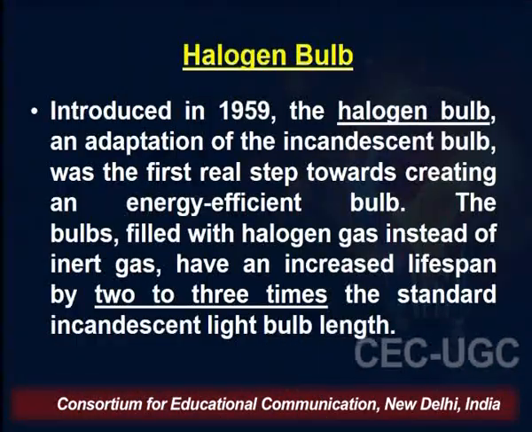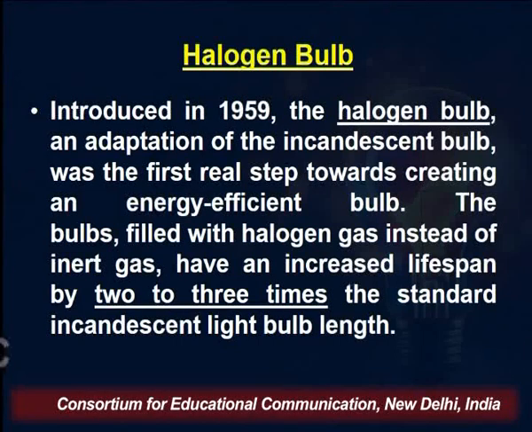Next type of bulb is the halogen bulb. What is this? It was introduced in 1959, as an adaptation of the incandescent bulb, and was the first real step towards creating an energy efficient bulb. This bulb is filled with halogen gas instead of inert gas, and has an increased lifespan of 2 or 3 times that of the standard incandescent bulb. If we talk about the difference, there we use inert gas, here we use halogen gas in place of the inert gas.